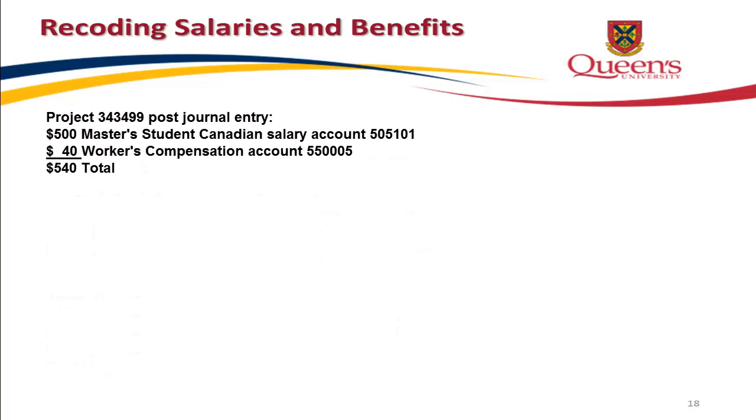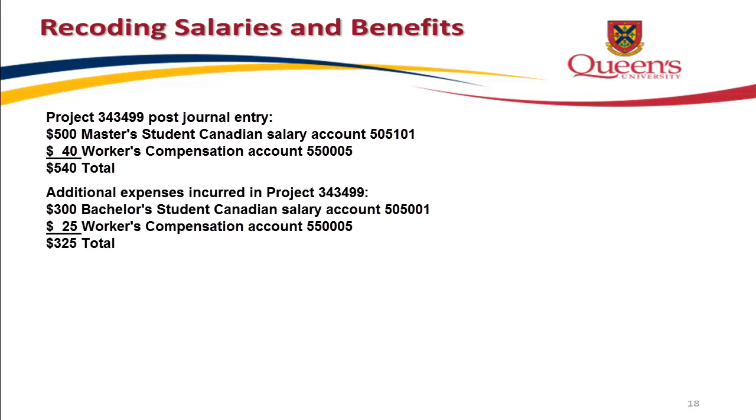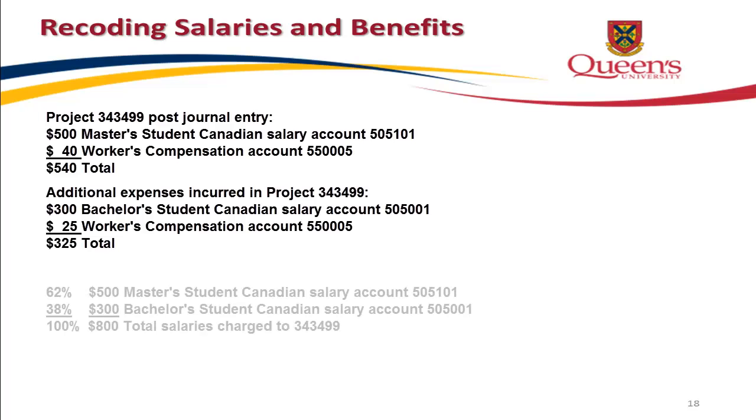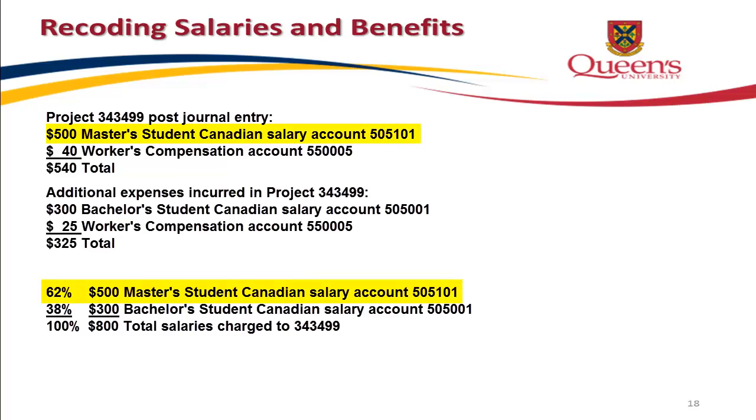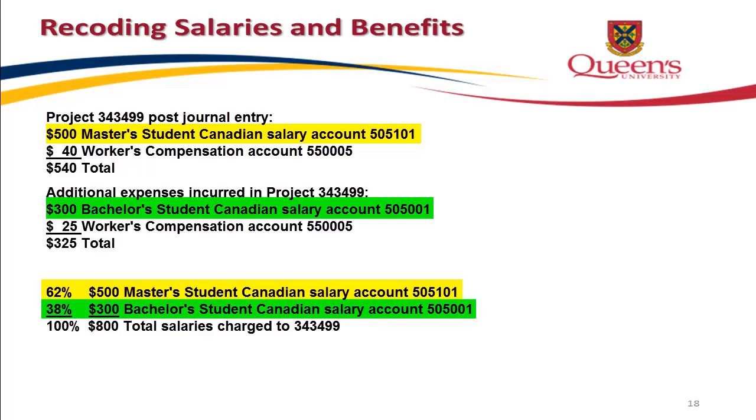In addition, let's also assume Project 343499 incurred Bachelor Student Canadian Salary and Benefit expenses in the same month. When the benefit allocation process runs, it will prorate the benefits based on the total salary expenses by account. $500 charged to the Master Student Canadian Salary account represents 62% of total salaries, and the remaining $300 Bachelor Student Canadian Salary represents 38%.